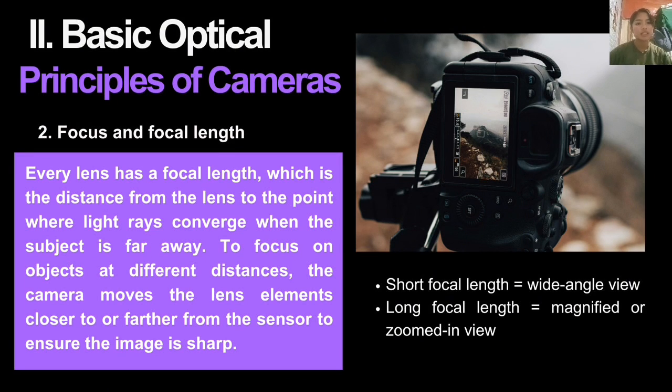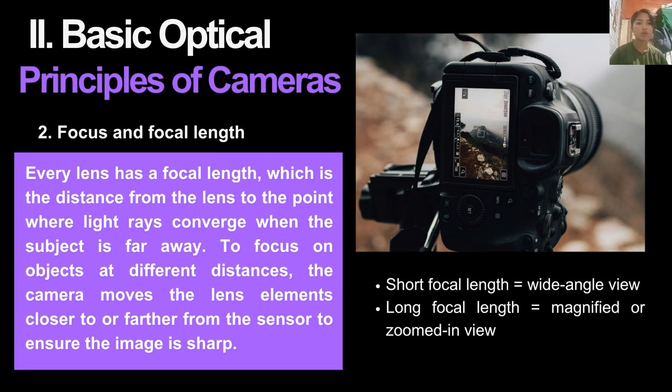So next is the focal length. Again, what is focal length? Focal length is the distance between the lens and the point where the light rays come together to form an image. Focal length affects how much of the scene the camera can capture. We have the short focal length, which gives you the wide angle view. This is better to use when you are taking pictures of landscapes or group shots or group photos.